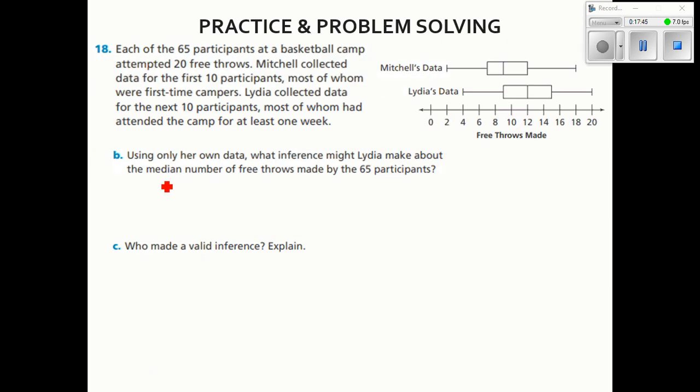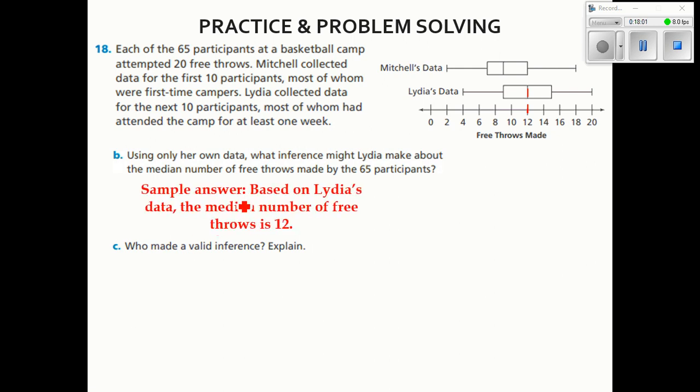Next, it says, using only her data, what inference might Lydia make about the median number of free throws made by the 65 participants? Once again, her median's in the center, and that's going to be about 12. So that means, based on Lydia's data, the median number of free throws will be 12. Who made a valid inference? Well, this is greatly going to depend on what?